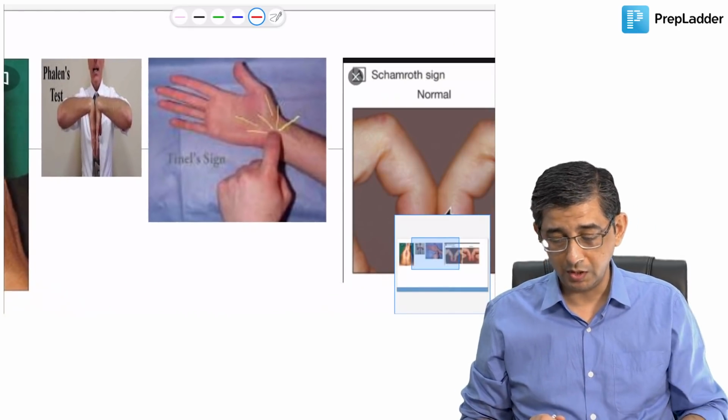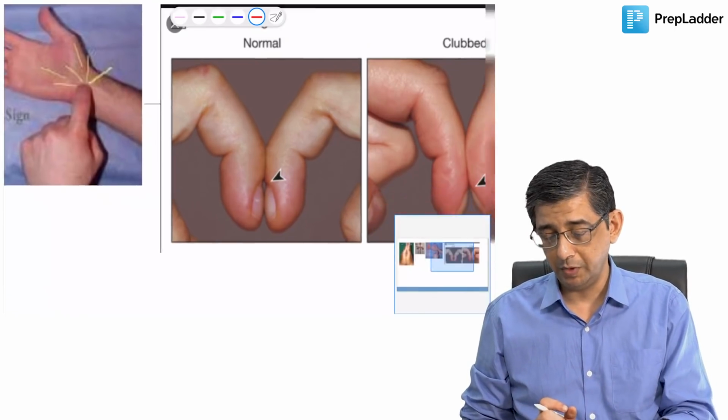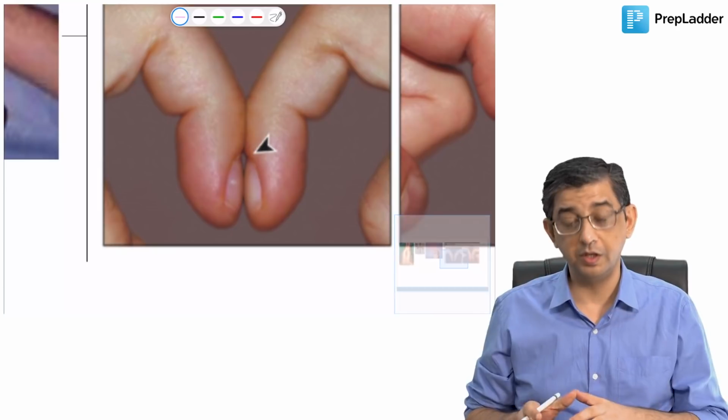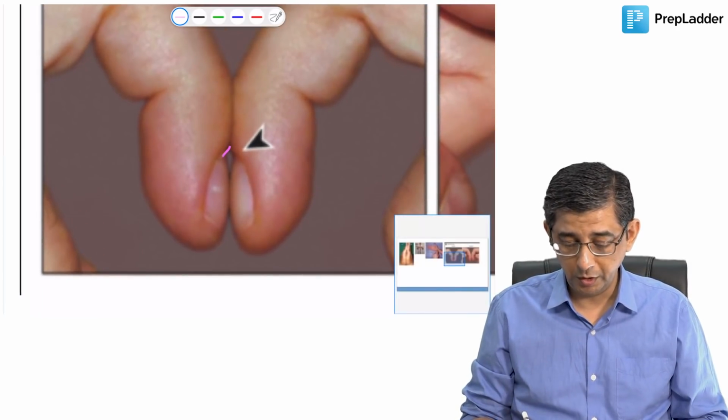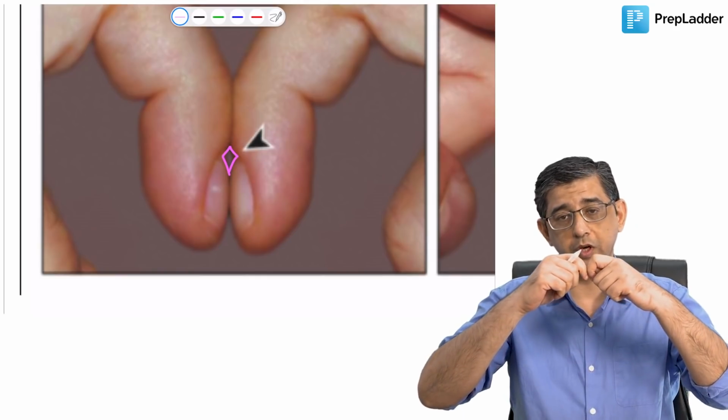But when it comes to the last option, that was the Shamrock sign, that's going to be a feature that is seen with clubbing. If I just zoom in, you can notice that in a normal person, you can definitely notice a diamond-shaped area present between the nails in you and me if you tend to join your nails.